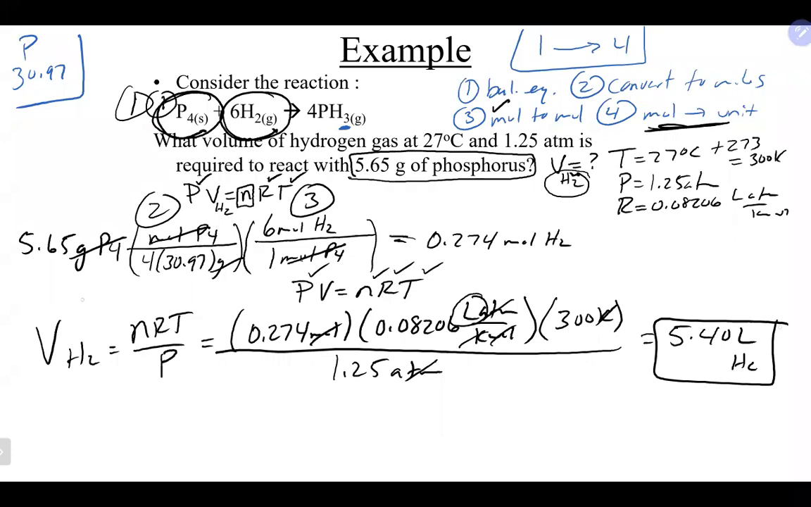So this would be really step number 4. And again, in gas stoichiometry, instead of using molar mass at the end, we're actually just putting it into a gas law, the ideal gas law, at the end. But it's really the same 4 basic steps that we've done in a regular stoichiometry problem. Any questions?